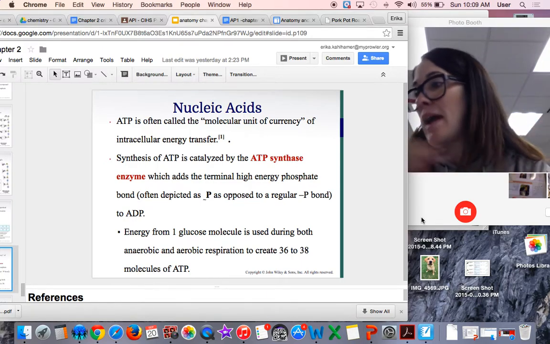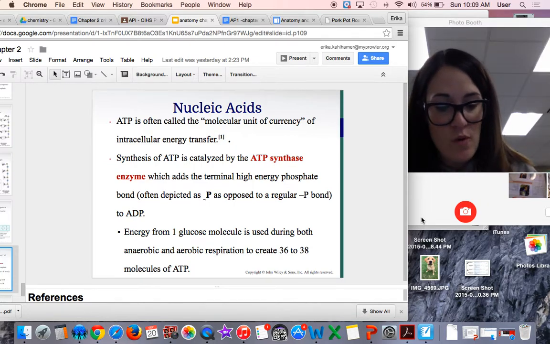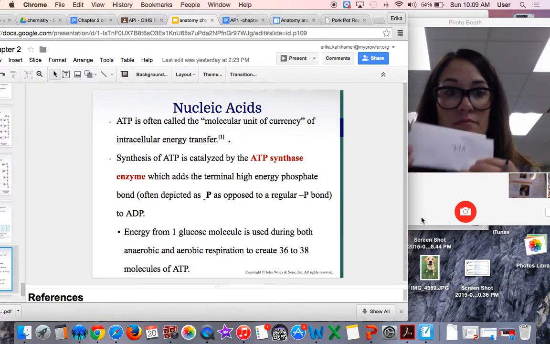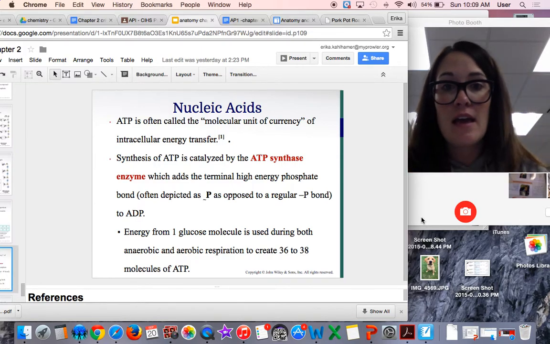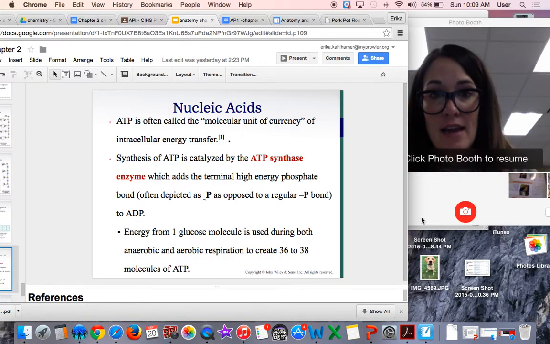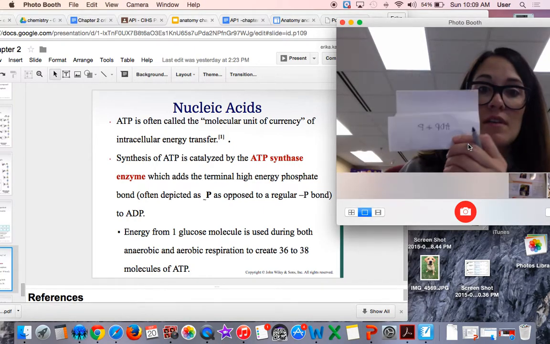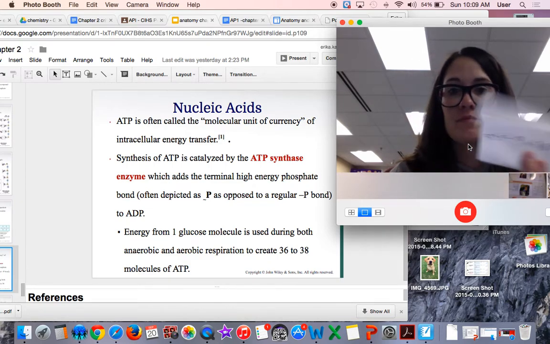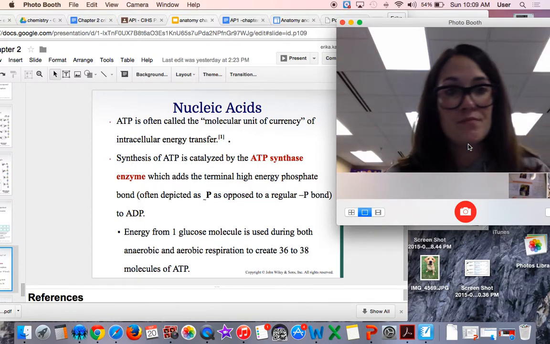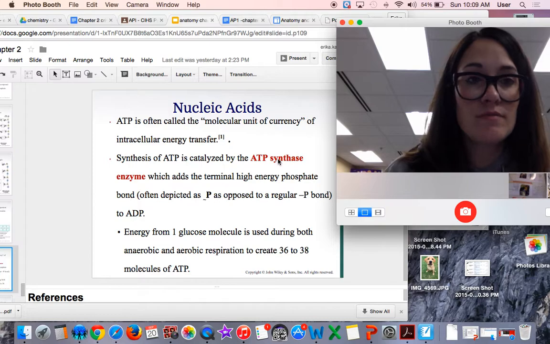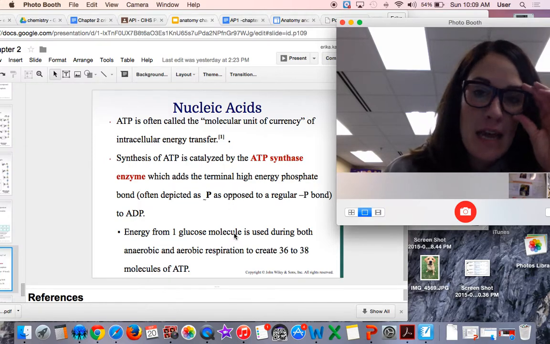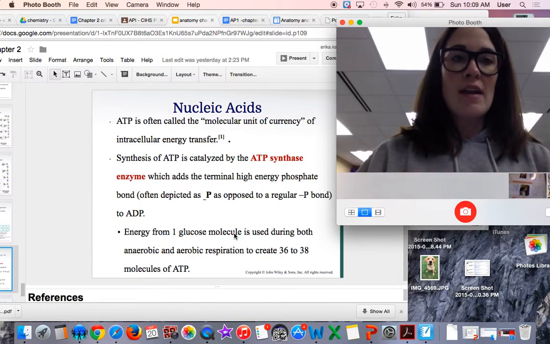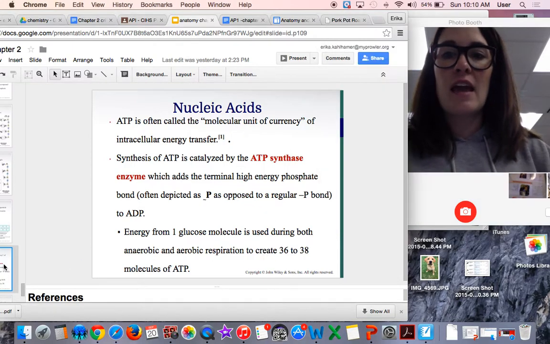It actually adds phosphate. So when ATP is made, it starts as ADP, adenosine diphosphate, which means two phosphates, and an ATP synthase will add a phosphate, and it will then produce ATP. So when you take in one glucose molecule, that simple sugar, during aerobic and anaerobic cellular respiration, your body uses ATP synthase to produce 36 to 38 molecules of ATP.